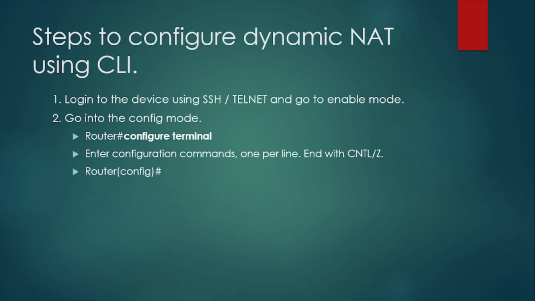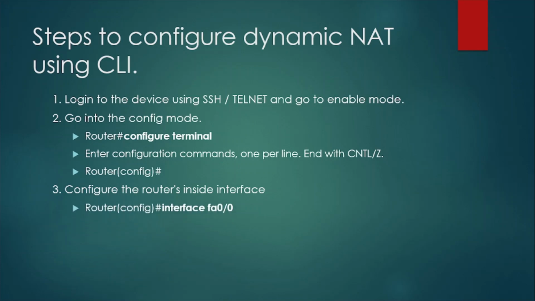It will display these commands. And the next step is to configure the router's inside interface. How? We go to interface mode, and in interface mode we write ip nat inside. It is a command I have listed above. I will show you practically after this slide, in detail, how to do it.